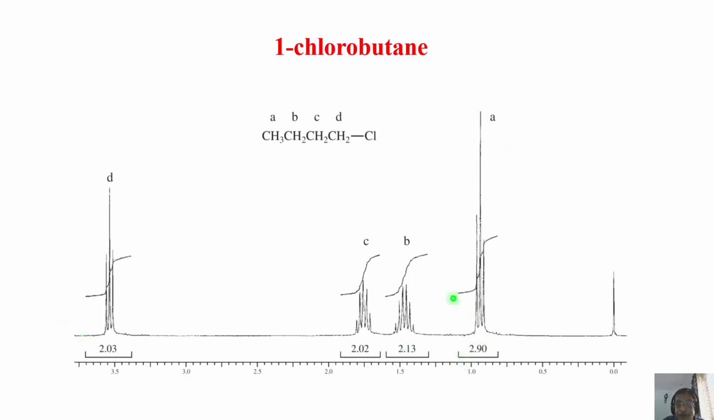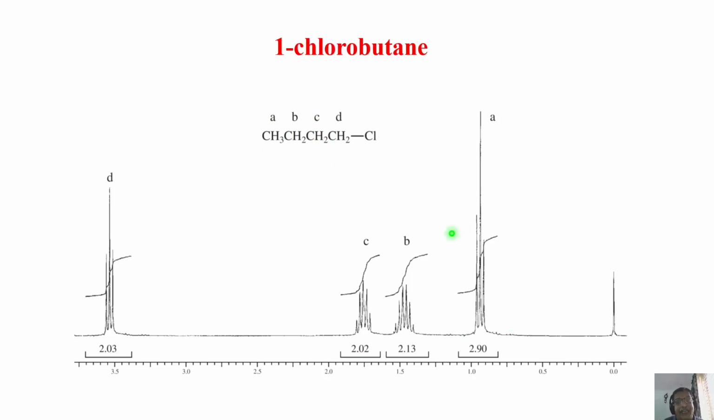Further, why is it a triplet? Because it is attached to proton B, which is CH2. So CH2 splits the CH3 into a triplet. Very clear. Now we have to understand B and C.